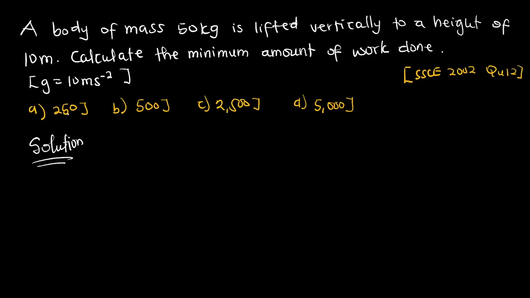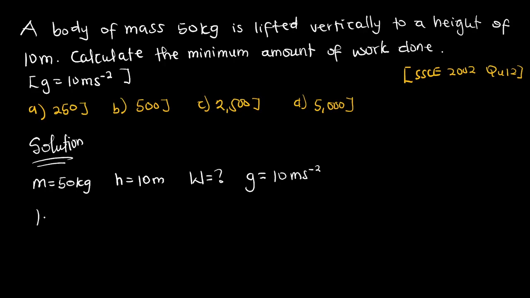And as always, the first thing I will do is write down the parameters that I have in the question. A body of mass 50 kilogram, so my mass is 50 kilogram. Then it has been lifted vertically up to a height of 10 meters, so my height is 10 meters. And I am to calculate the minimum amount of work done, so I'm supposed to find work, which I do not know. And my gravity has been given to me as 10 meters per second square.